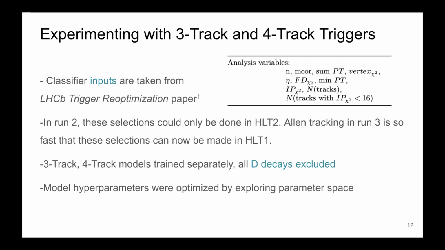So I trained 3-track and 4-track models. I excluded all the D decays from these. One, because there is no D decay with 4 tracks, and 2, because it makes the efficiency significantly better to exclude them. And then once again, in a similar fashion, we optimize the hyperparameters like the learning rate and so on by exploring a parameter space of possible values.